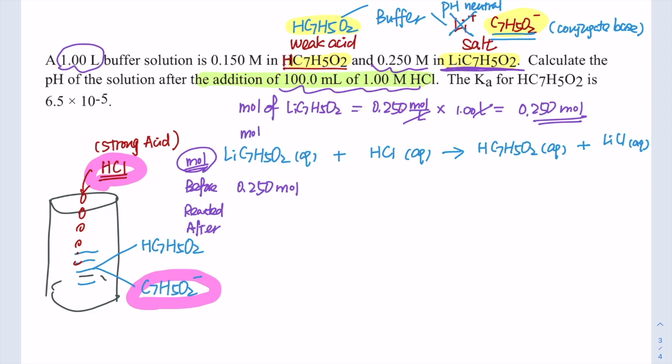Okay, so moles of the HCl: we can do it as 1 molar, which is moles per liter, times 100 ml, but this 100 ml can easily be converted to liters. So that cancels out, and then we can calculate this. It turns out to be 0.1 moles of this added acid. Okay, so that also makes sense.